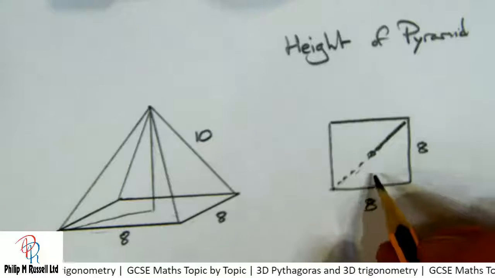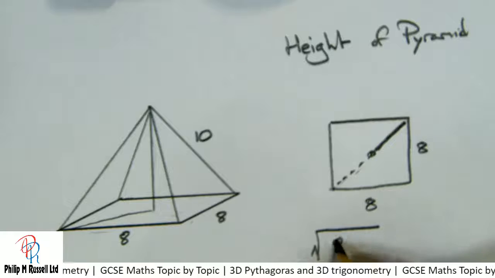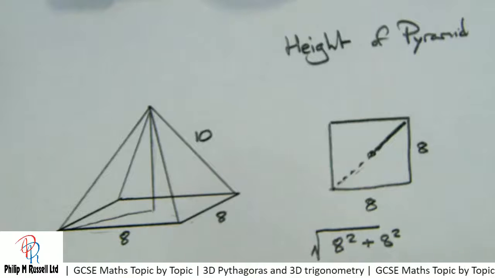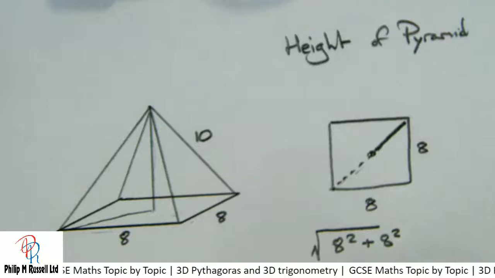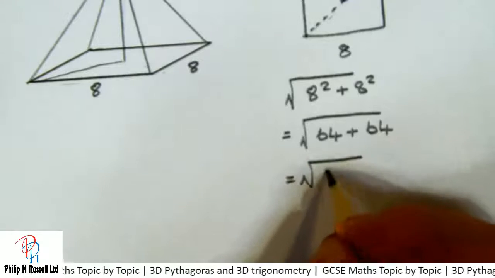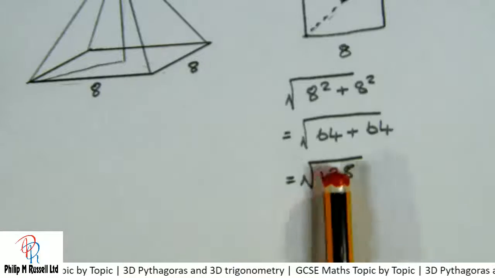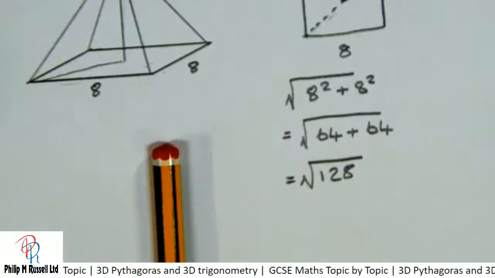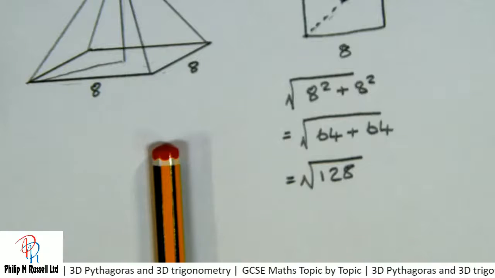So to work out the length of the whole line, that's going to be the square root of 8 squared plus 8 squared. So that's going to give me the square root of 64 plus 64, and that's going to give me the square root of 128. This I need to work out because I've got to halve that amount, although you'll see that it's not really quite as difficult as it looks. Let's do that.